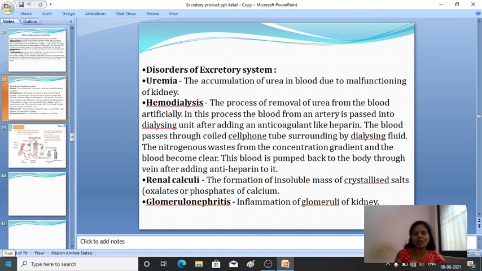So these are the common disorders which are associated with the excretory system. One is uremia, mainly caused due to the accumulation of urea in the blood. Another one is hemodialysis. Then renal calculi, commonly known as kidney stones, is mainly due to the formation of insoluble mass of crystallized salts. Then glomerulonephritis is mainly caused due to the inflammation of glomeruli of the kidney. Fine. So these are the disorders.